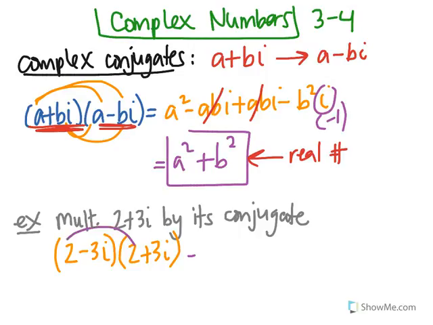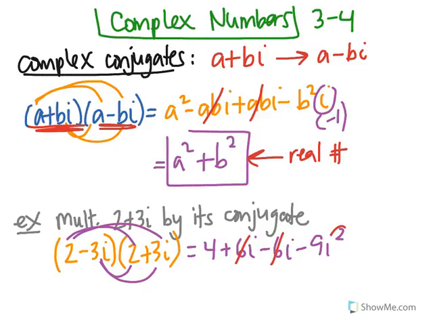So first, I end up getting 4. Then the outer, and I end up getting plus 6i. The inner is minus 6i. And then the last is minus 9i squared. So the 6i's end up canceling out. The i squared is going to be replaced with a -1. So basically I get 4 plus 9, or 13.